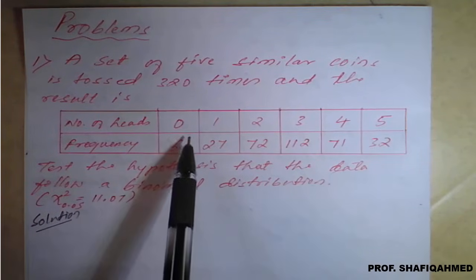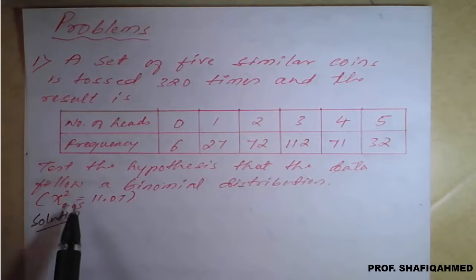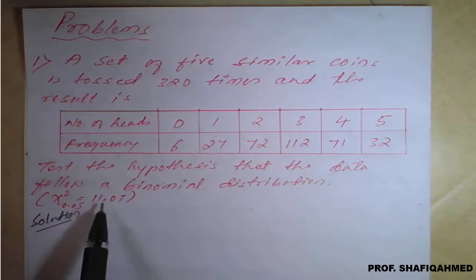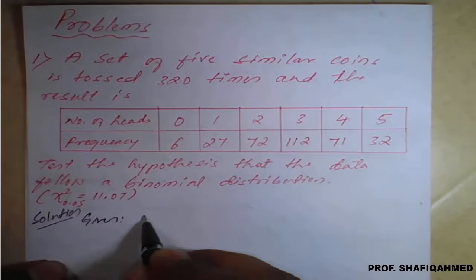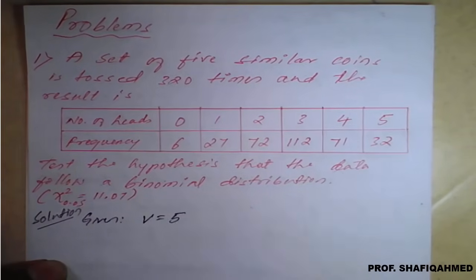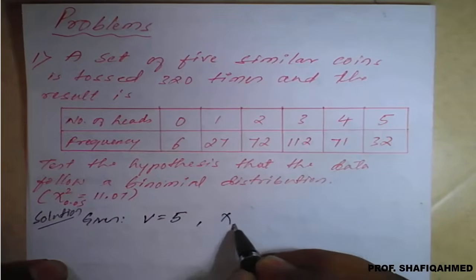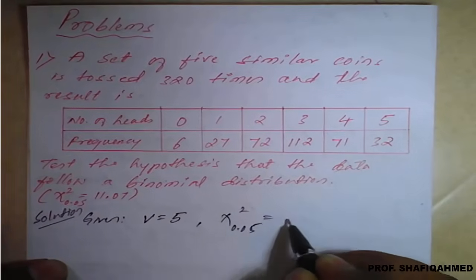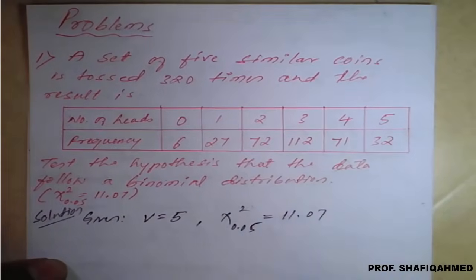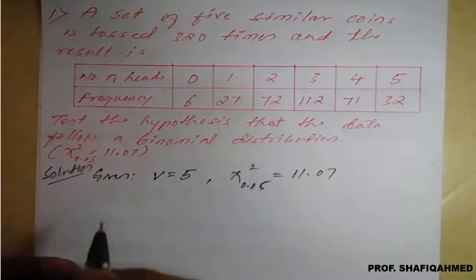Just see, 1 2 3 4 5 6, so n is 6 here, so n minus 1 means the chi-square degree of freedom phi. It is 11.07 they have given. So from the given, V stands for degree of freedom, which is phi. Next, they have given chi-square of 0.05 is 11.07.